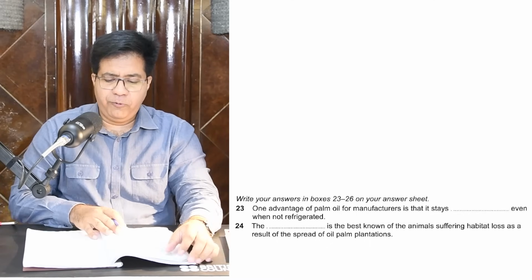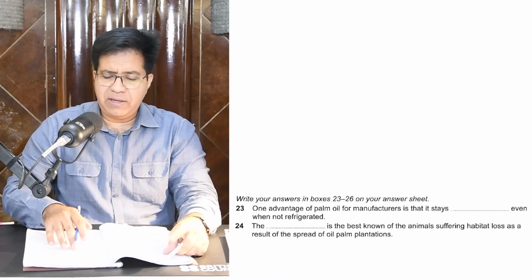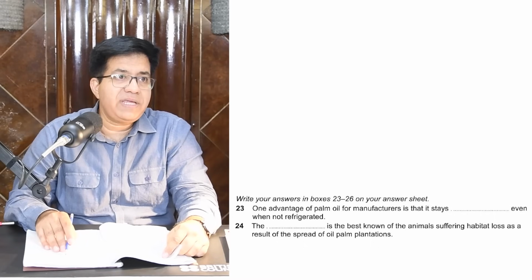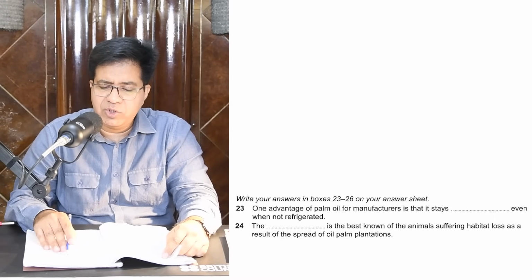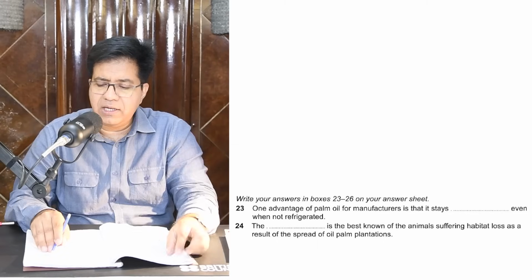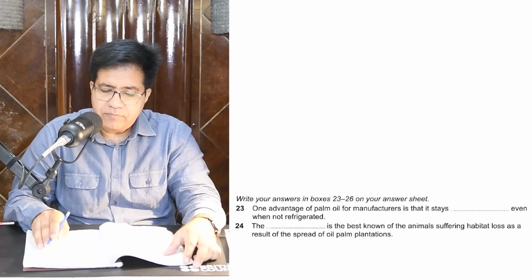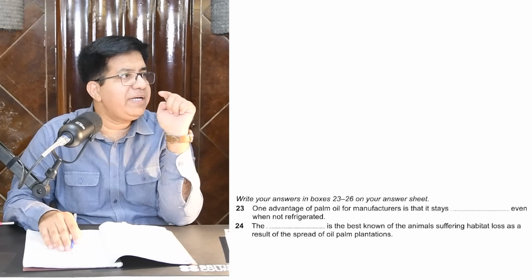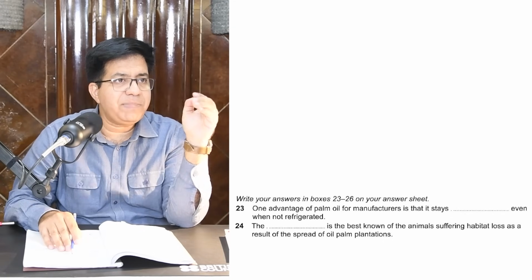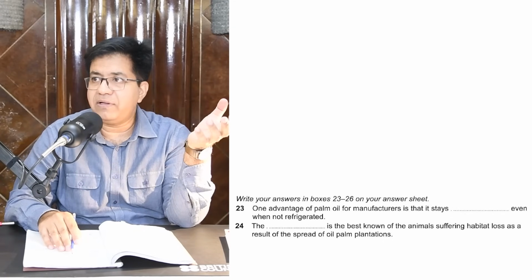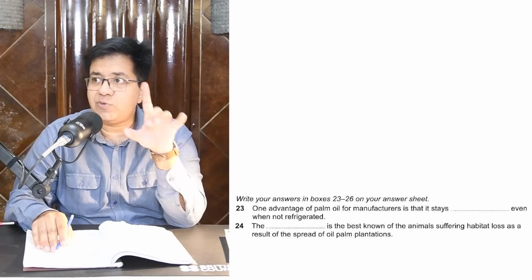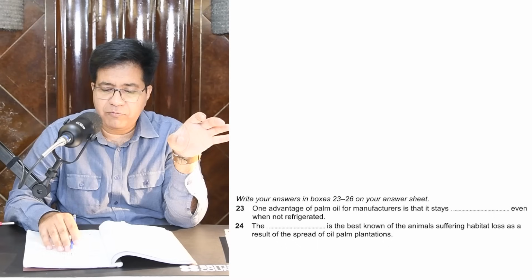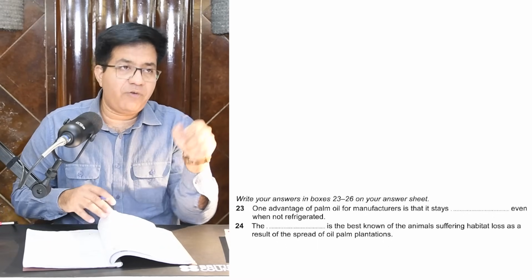Question number 24. The dash is the best known of animals. Now the answer is going to be an animal. The dash is the best known of animals suffering habitat loss as a result of the spread of oil palm plantation. Habitat means a place to live for an animal, right? So habitat loss means one animal is losing its place to live because of palm oil and all that. What is the name of that animal?